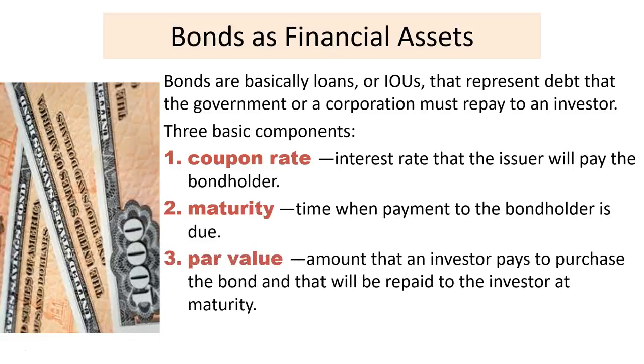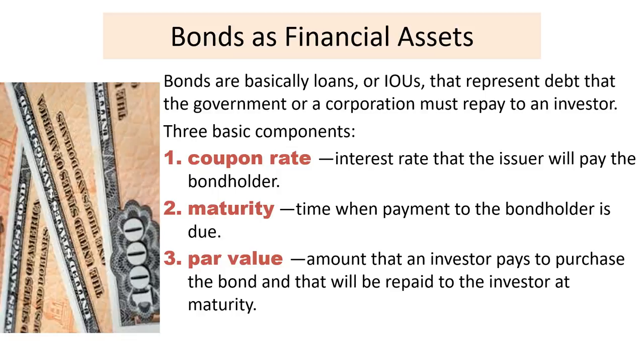So they have three basic components. There's a coupon rate, which basically is the interest rate that you're going to be paying back to the person who invested. You have maturity. How long is it going to take until they owe you your money back? And a par value.